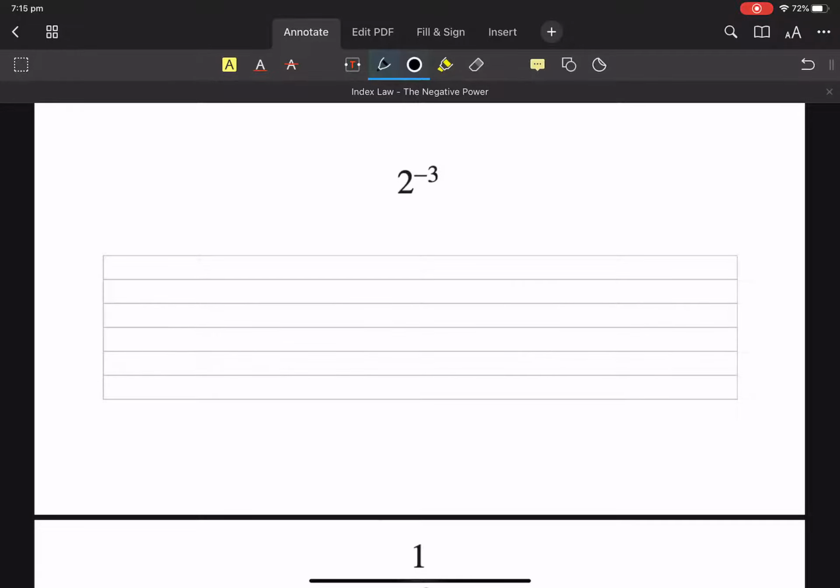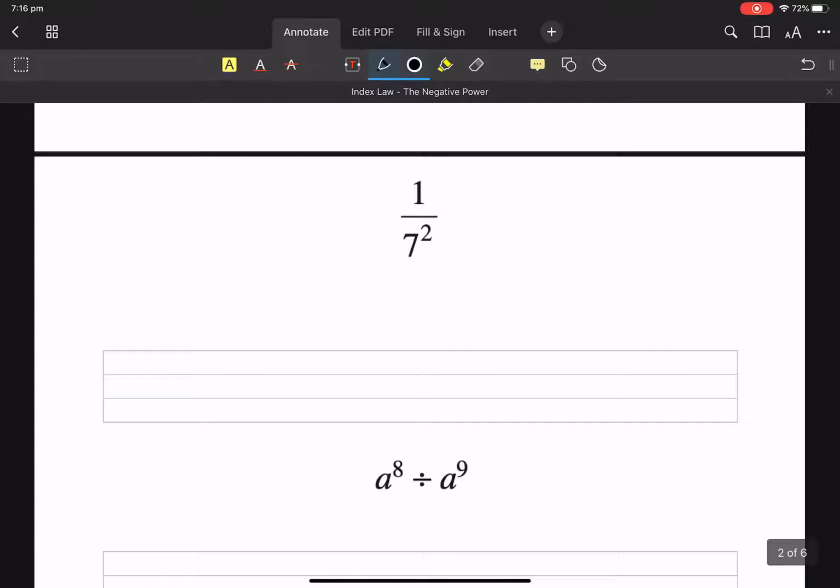2 to the negative 3, by application, it's going to be 1 on 2 cubed. The negative pushes it into the denominator, but the 3 is still 3, so that's 1/8. 2 to the power negative 3 is 1/8. Negative power makes the number small.